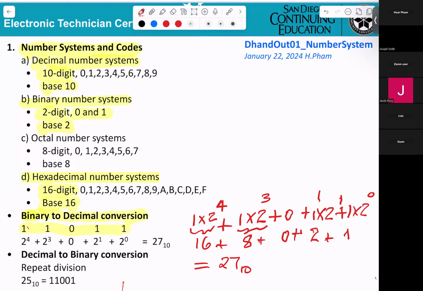That is how to convert binary to decimal. Okay? If you get any question, stop me. Okay, next one. Decimal to binary conversion.